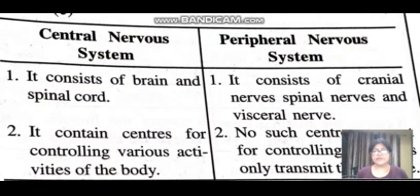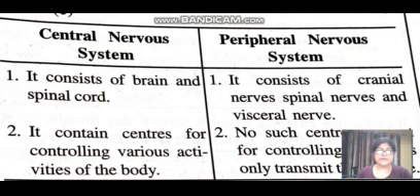Now, what is the difference between the central nervous system and the peripheral nervous system? We are going to learn this. The central nervous system consists of the brain and spinal cord. That means the brain and spinal cord constitute the central nervous system. And the peripheral nervous system consists of cranial nerves, spinal nerves and visceral nerves. That means three types of nerves constitute the peripheral nervous system. Please concentrate on the lines: cranial nerves, spinal nerves and visceral nerves.